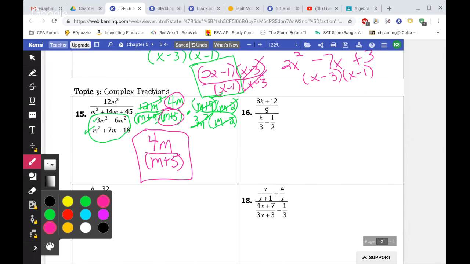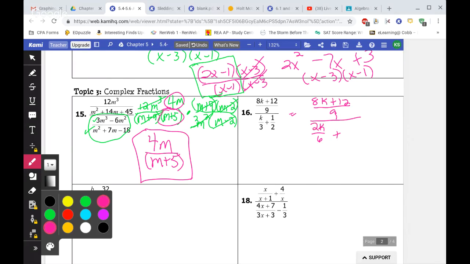All right. For number 16, one of the things that we have to check when you have a complex fraction is you need to have a single fraction on the top and on the bottom. And we do have on the top, but we don't on the bottom. So the first thing that we want to do is get that bottom fraction to be a single fraction instead of an addition problem. So we need to get a common denominator, which is going to be 6. We got to multiply that k by 2.